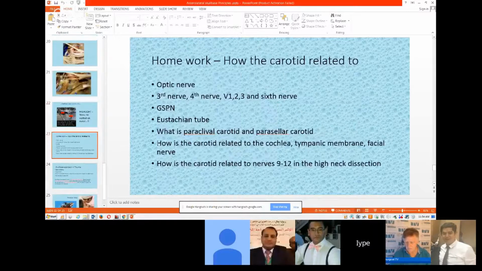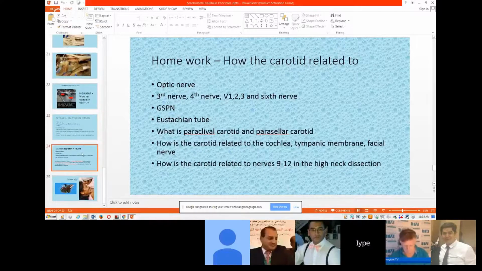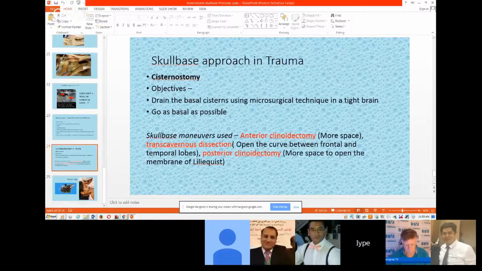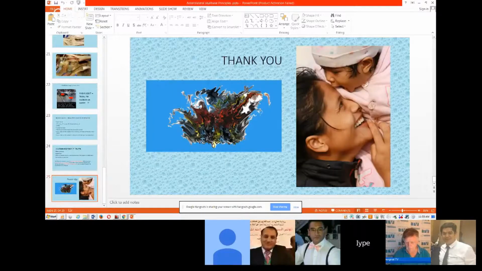So now your homework would be: find out optic nerve, third nerve, fourth nerve, V1, 2, 3, sixth nerve, GSPN, eustachian tube. What is the paraclival carotid and what is the paracellar carotid? How is the carotid related to the cochlea, tympanic membrane, and facial nerve? And how is the carotid related to nerves in high neck dissection? And we talked about the skull base approaches in trauma. Thank you very much. It was an honor.